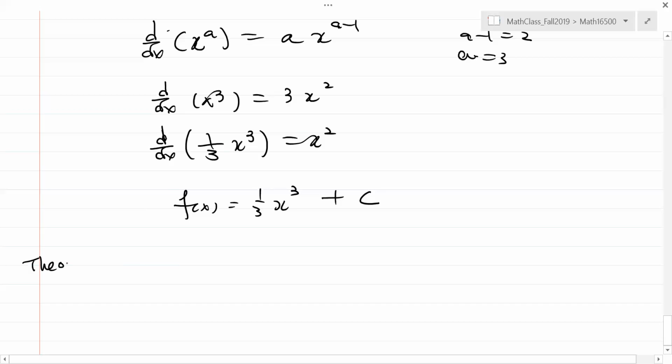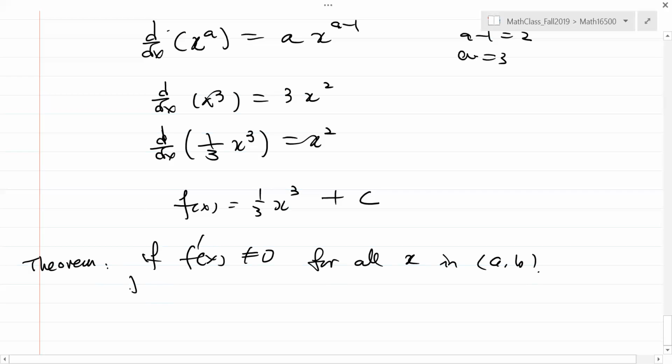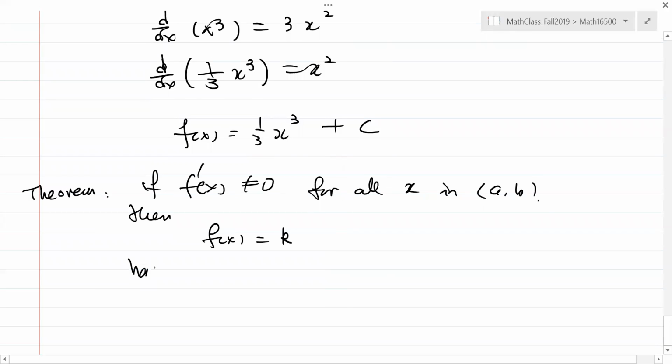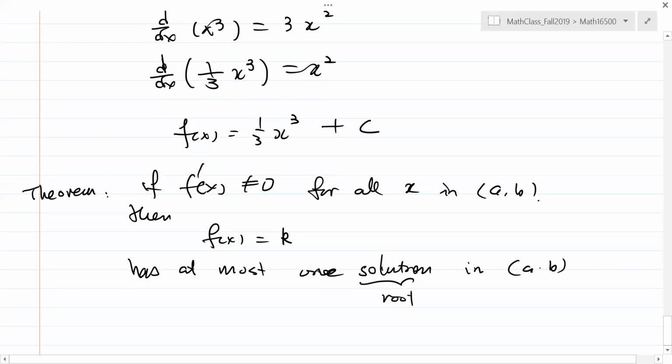Now we have another theorem. It says that if the derivative of the function is never zero, then this equation has at most one solution, called a root, in this interval. Why?